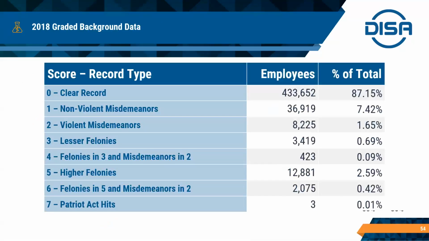Here's some data similar to what I shared on the positivity rates. A key call out here is 87% of the time, and this is 2018 data, the records come back clear. But that means 13% of the time, there's a record found that falls into a misdemeanor or felony category, and then a few times you'll actually see a Patriot Act hit, which is from one of those known terrorist watch list databases.